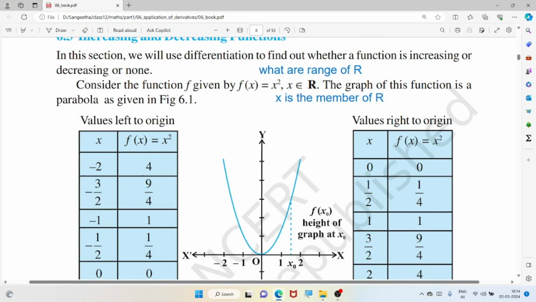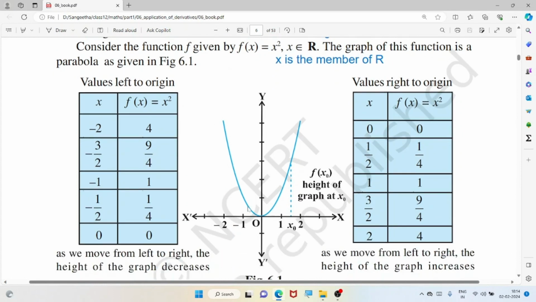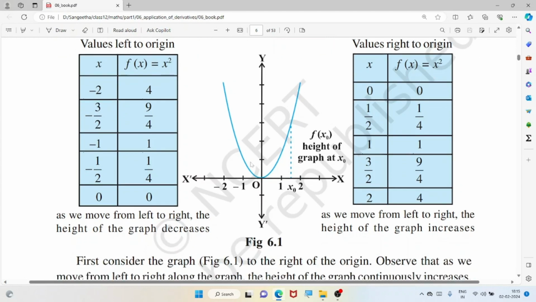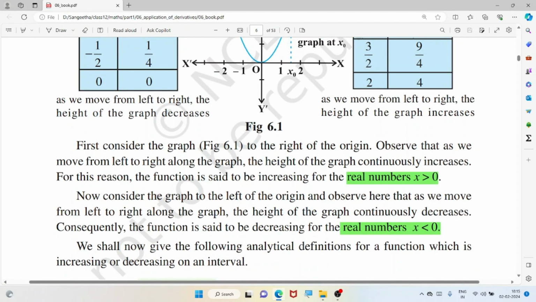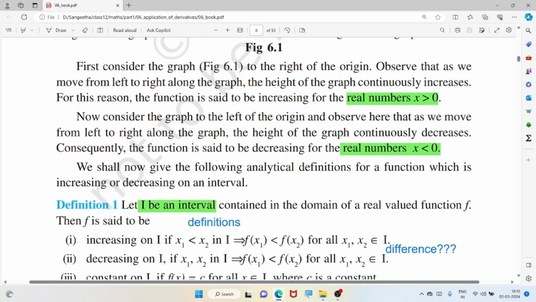Now for this function, if you take a negative value of x, then this is the f of x. That is the square of minus 2, x square, so minus 2 squared is 4. Similarly, the positive side gives the same, and using these two values you plot this curve. Now the function is said to be increasing for x greater than 0, and decreasing for x less than 0.